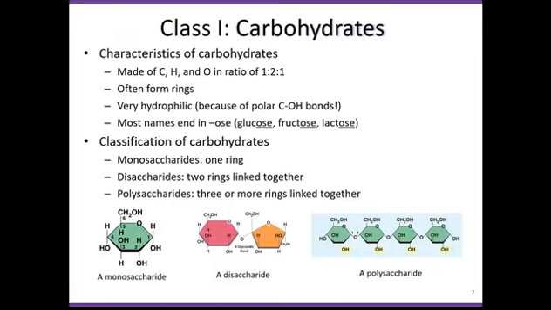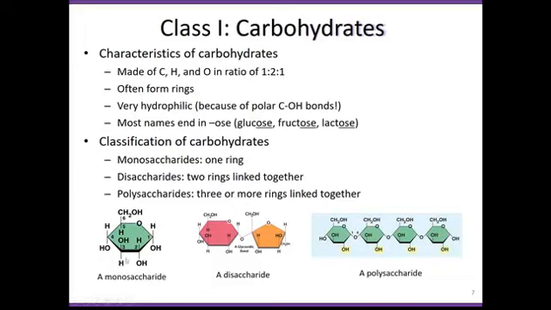When we name carbohydrates, most of their scientific names end in this OSE ending. So glucose, fructose, lactose, sucrose, things like that. You can always tell a carb based on that OSE. So let's look at the classification of carbs.